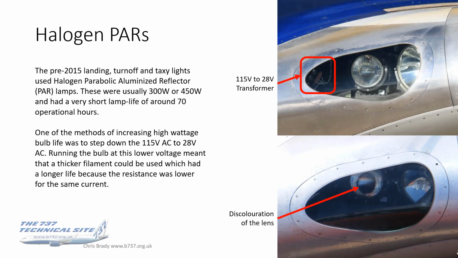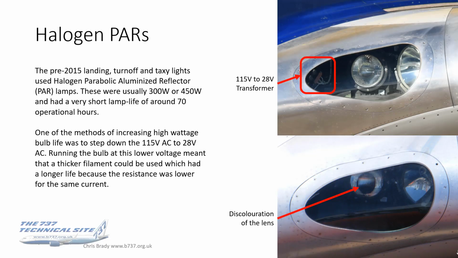One of the methods of increasing high wattage bulb life is to step down the voltage from 115 volts AC at the main transfer buses down to 28 volts AC. Running the bulb at the lower voltage means that a thicker filament could be used, which has a longer life because the resistance is lower for the same current. So a bit of basic electrical physics there, but it does work, and that's why the voltage is often stepped down at these larger lights.